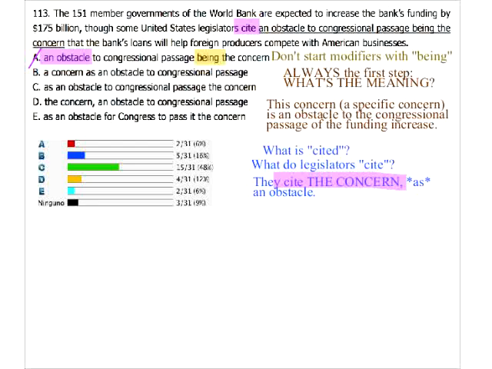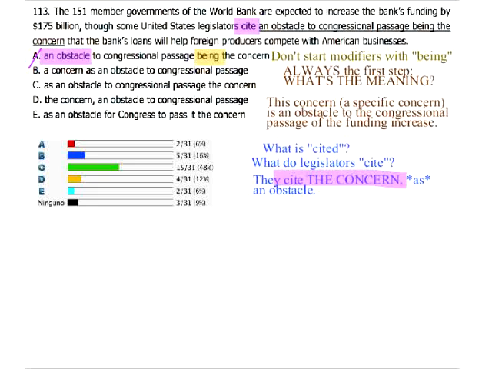I mean, you can use that as like an actual verb, like this person is being videotaped. But in a modifier, we haven't seen that ever happen in an official problem. But they're not citing an obstacle, they're citing the concern. What about a concern? What's the issue there?